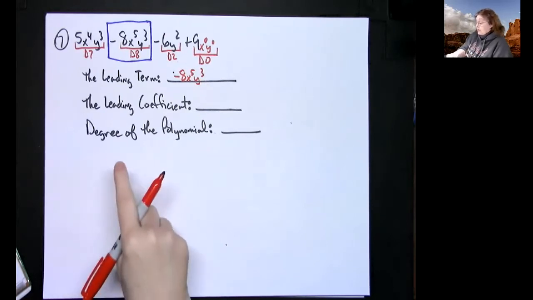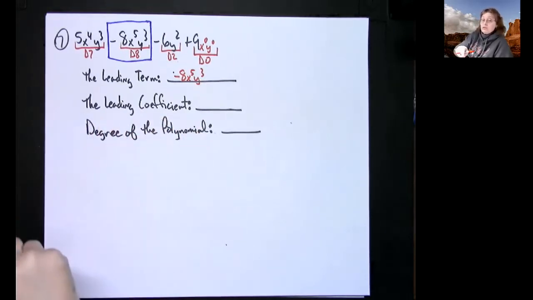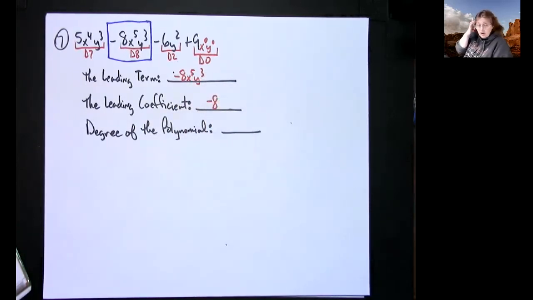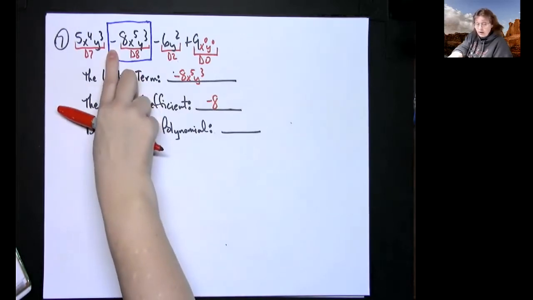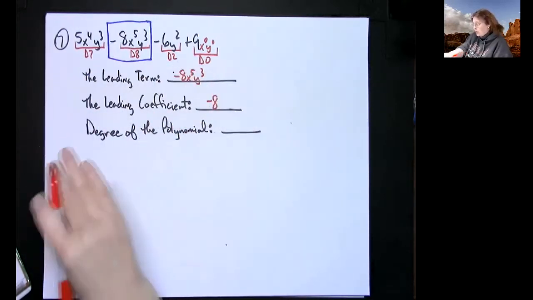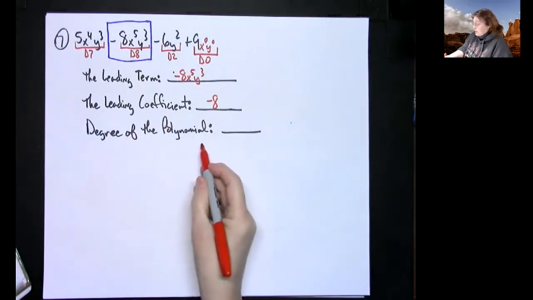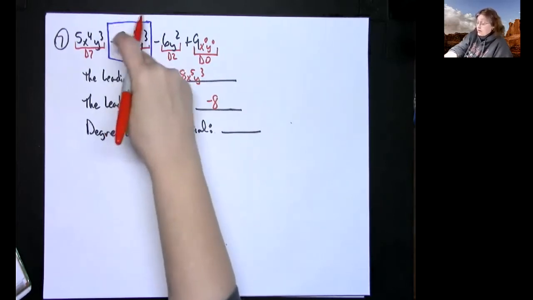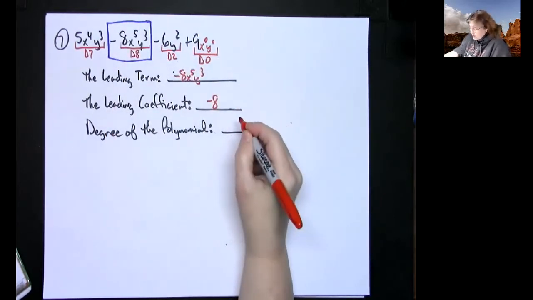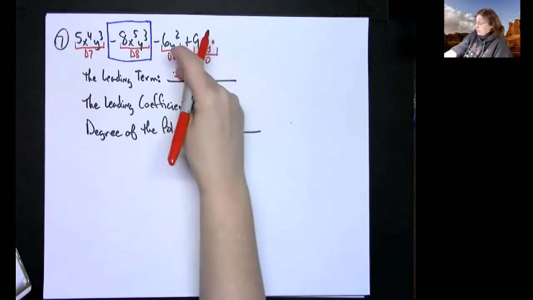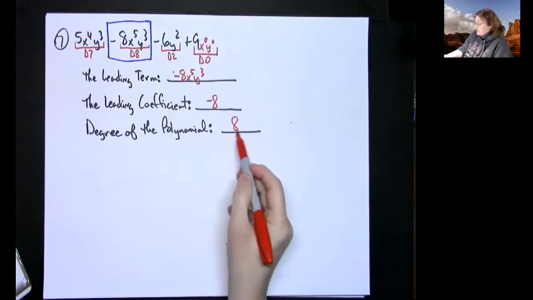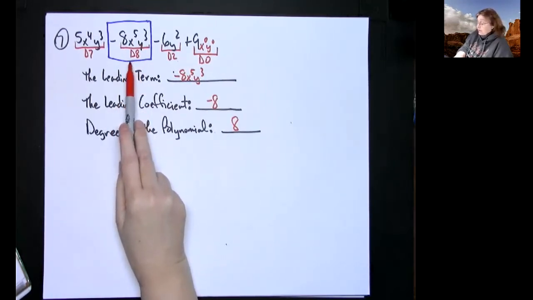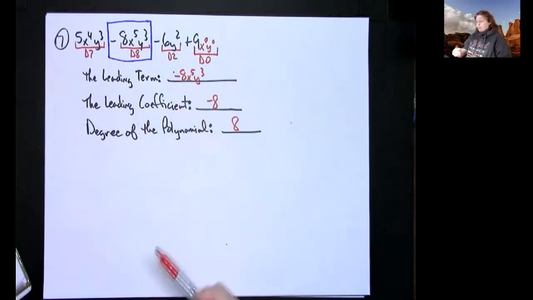Now the leading coefficient is the number that sits in front of the variables, so that is just the negative 8. But again, that negative has to be there because of the negative in front of that polynomial term. And then the degree of the polynomial is the degree of the leading term, or the highest degree. On this one, by coincidence, it turned out to be 8. That has no bearing on the leading coefficient. This 8 is coming from the fact that I added the 5 and the 3 to get the degree. So the overall degree of that polynomial is 8.